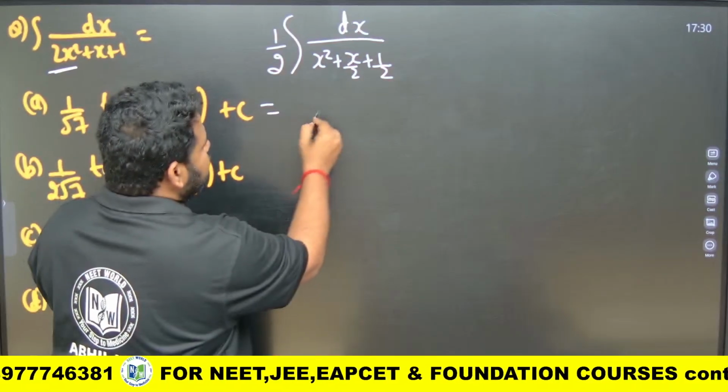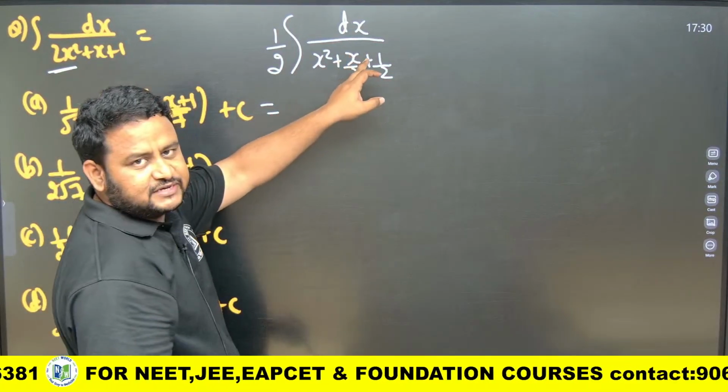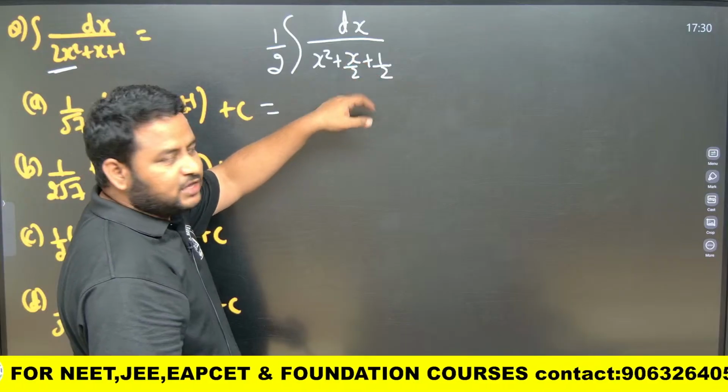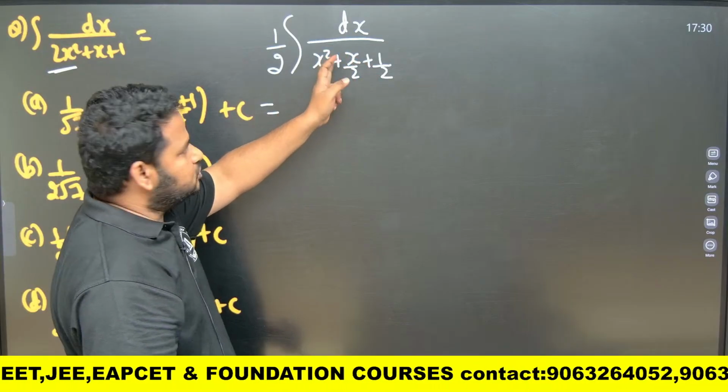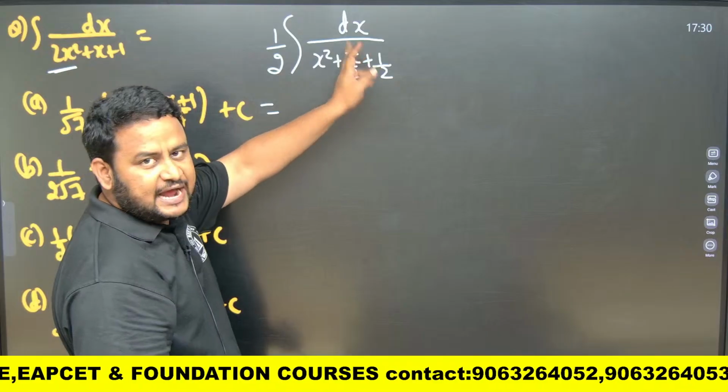So next step, what should I do? I should do completing the square. Here the coefficient of x is what? The coefficient of x is 1 by 2. If I divide by 2, I will get 1 by 4. So this 1 by 4, what should I do? I should add and subtract it.